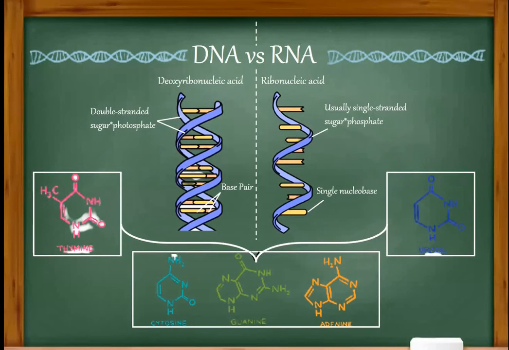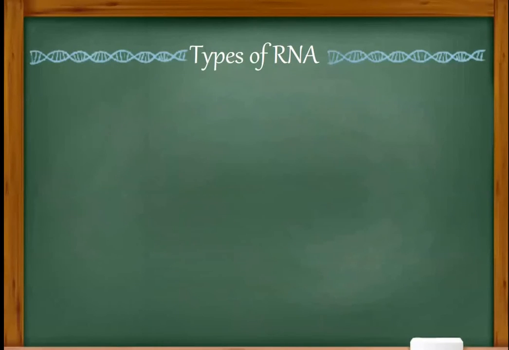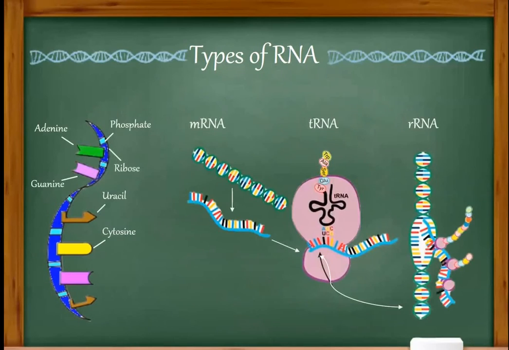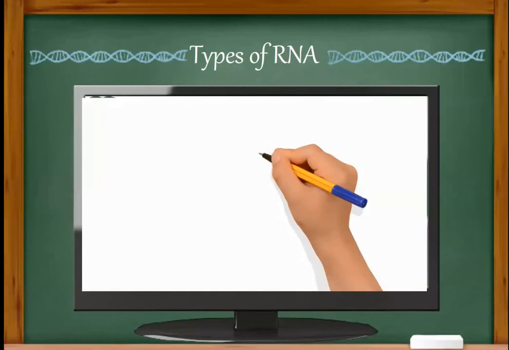RNA is involved in gene expression pathway by which genetic information in DNA is used to synthesize proteins that determine cell function. There are three types of RNA involved in protein synthesis: mRNA, tRNA, and rRNA. Okay? Let's watch the video.